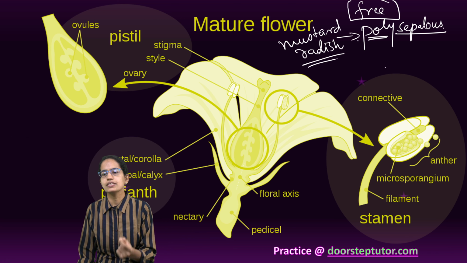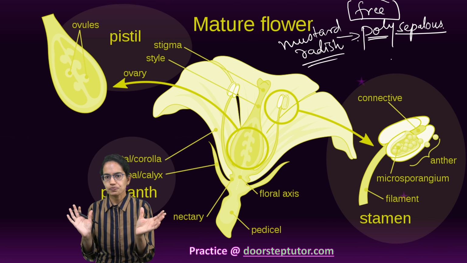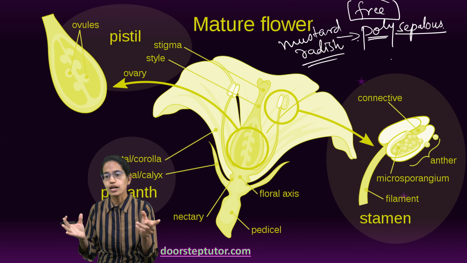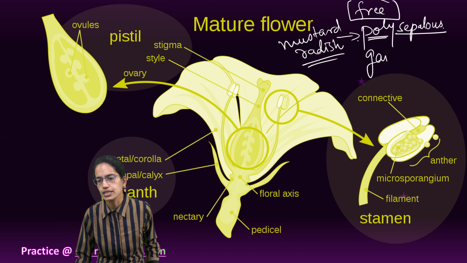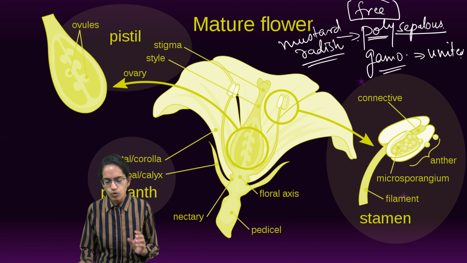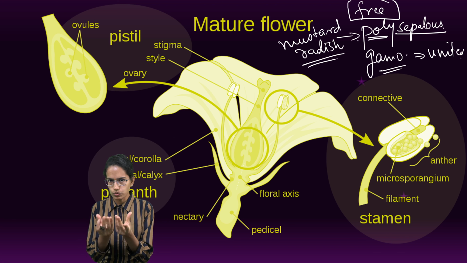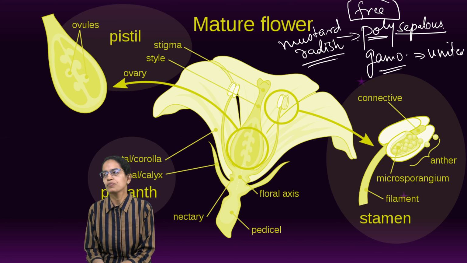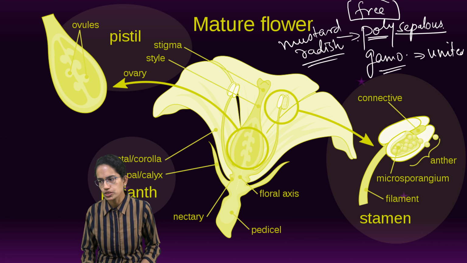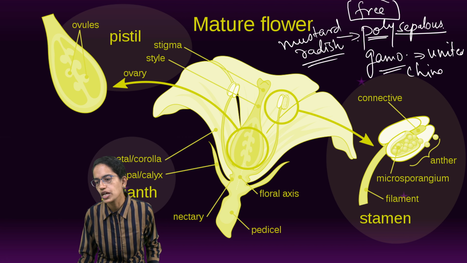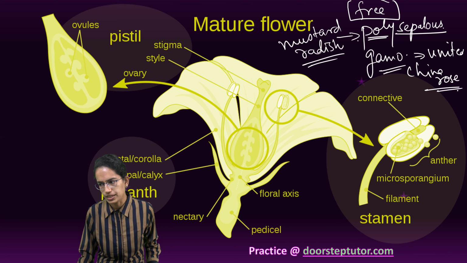So polysepalous means the sepals, the outermost whorl, are free. Gamosepalous, gamo means they are united. So the whole green whorl on the lower base would be united into one. We call it gamosepalous. In the case of China rose, it is gamosepalous.